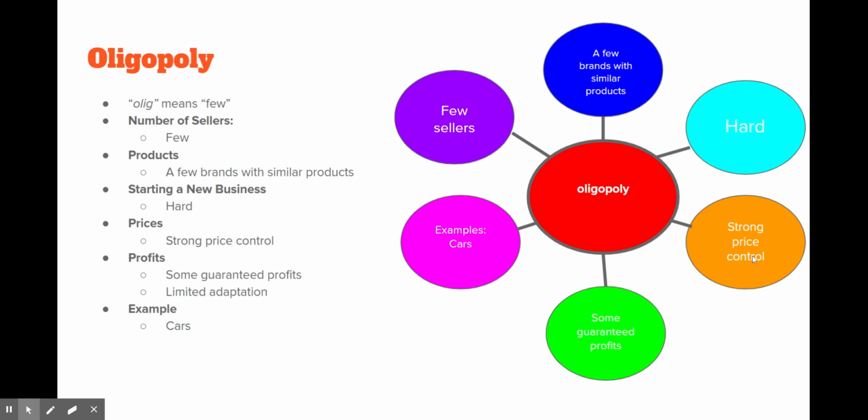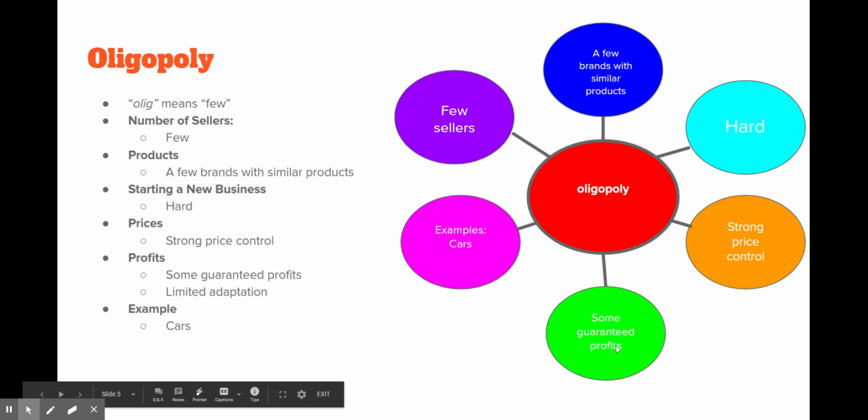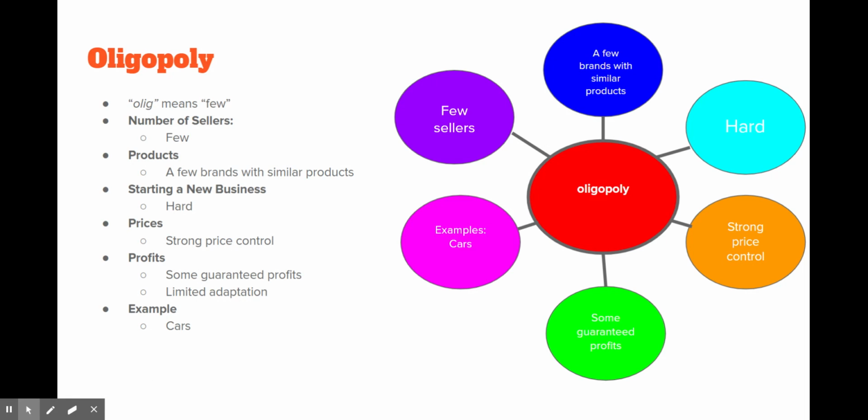Strong price control, especially if the businesses agree to work together. So this is true, for example, in the oil market, where there's a few countries in the world that produce a lot of the oil, and they get together and agree on how much they're going to sell that oil for. Now, another thing to keep in mind is that there are some guaranteed profits in this. Because there's only a certain number of producers, everyone is eventually guaranteed to make a little bit of money as long as you're one of those few producers.